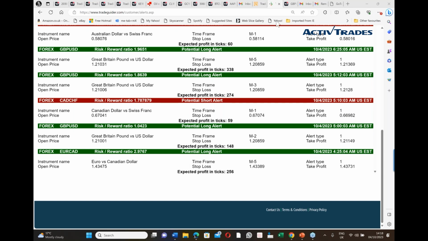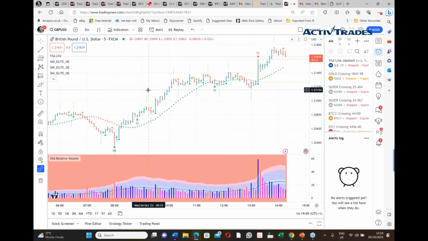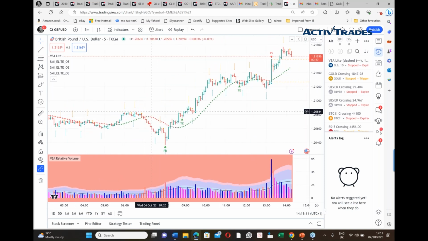Now we go and look at the chart, because the chart doesn't lie. Okay, so we've got to look at the information on the chart. So we go to it and we say, okay, when the alert on the 5-minute chart came in, did we get a trigger?